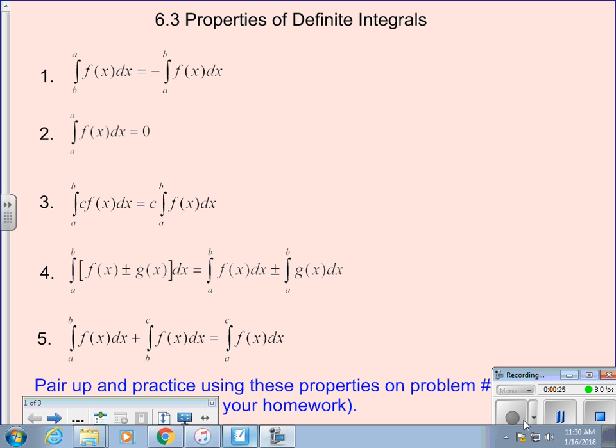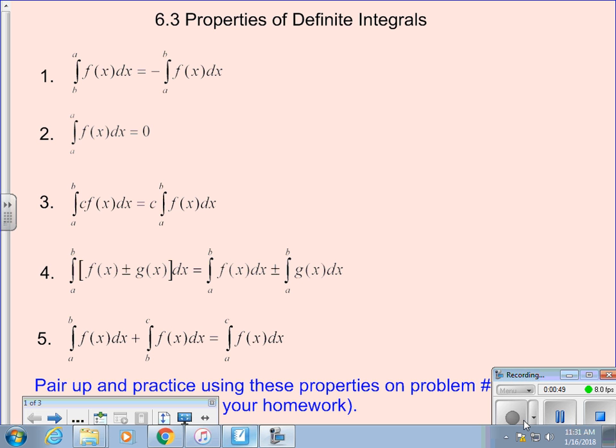Okay, these properties can be extremely useful when you're trying to solve integrals. Being able to manipulate, they're very similar to like the properties of logarithms and stuff like that. It can make your life easier. Rearrange things, rewrite them in a different manner, change the bounds.